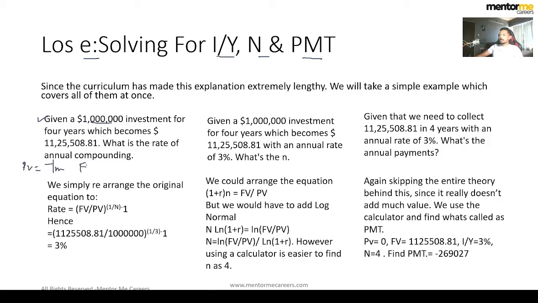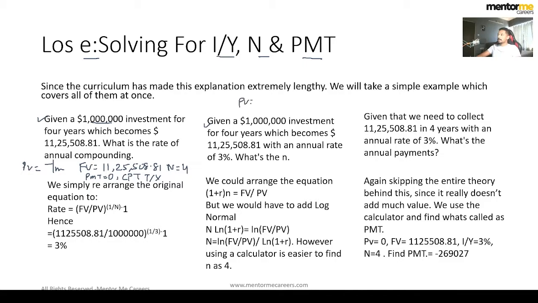We've got future value as 1,125,508.81, and we know that N is 4 years, and PMT is 0, right? So all you need to do is compute I/Y, right? So it's straightforward, get the answer. Similarly, let's look at the second question. Again, put the values first.